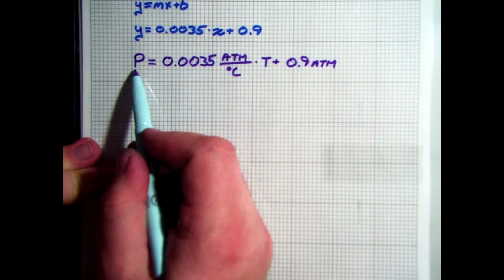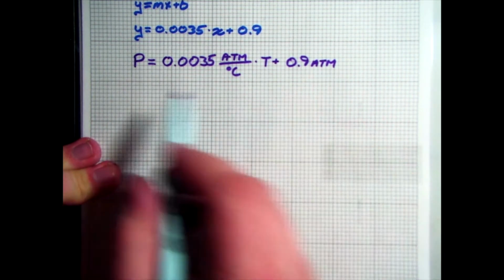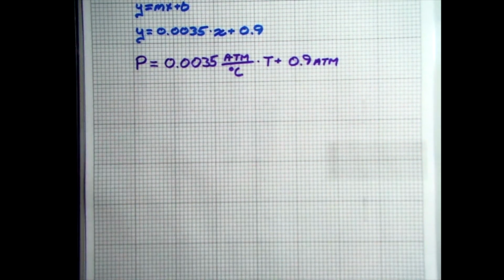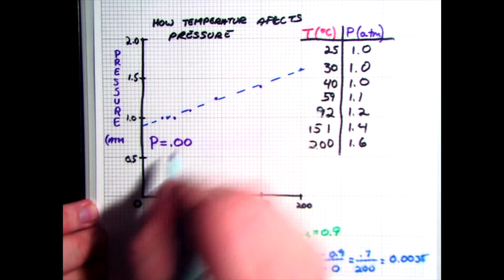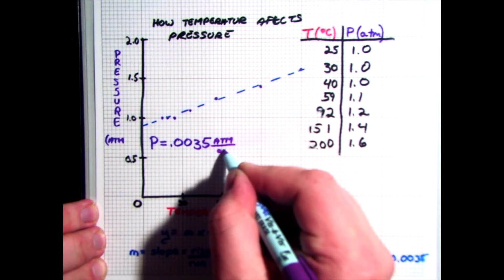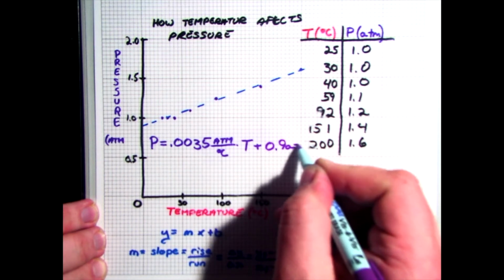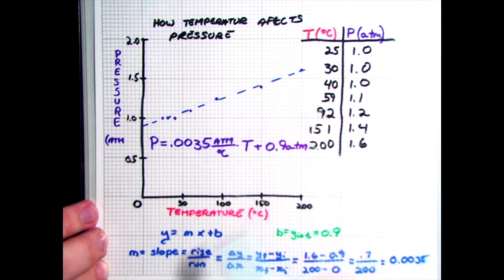So a couple things to note. We've got rid of the x and the y, and all of our numbers have the appropriate units attached to them. But P and T don't have units, since that would be redundant. So here we have it, our complete equation. Pressure equals 0.0035 atmospheres per degree Celsius times the temperature plus 0.9 atmospheres. This equation gives us a wonderful relationship between pressure and temperature in degrees C.